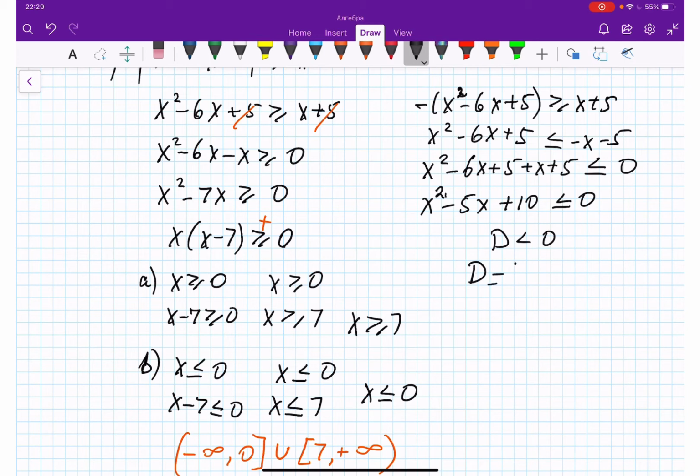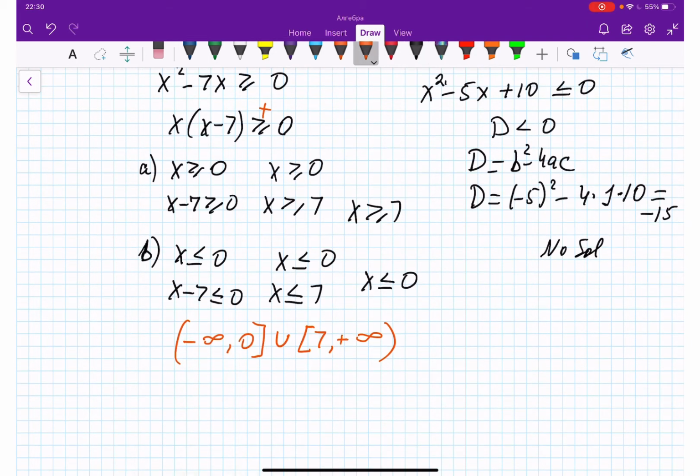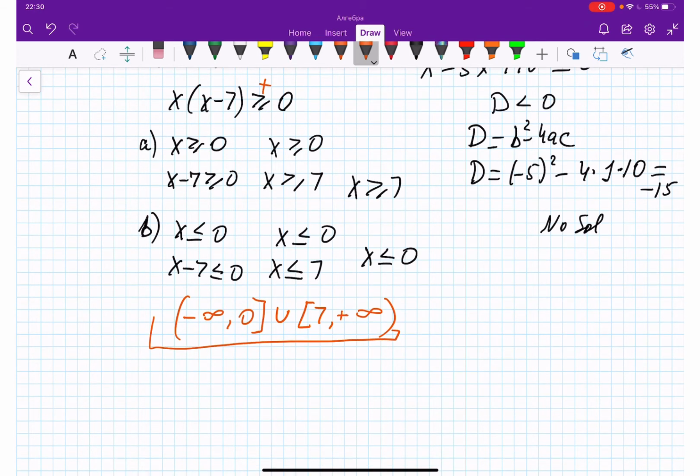Okay, discriminant is equal to b squared minus 4ac. b is negative 5, so it's going to be negative 5 squared minus 4 times a, which is 1, and c, which is 10, right? And we are getting a negative sign: 25 minus 40 gives negative 15, that's why. So since the discriminant is negative, that means no solution. So the final answer is going to be this one. Okay, moving to the next one.